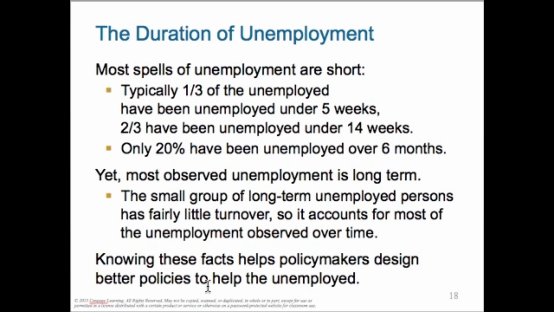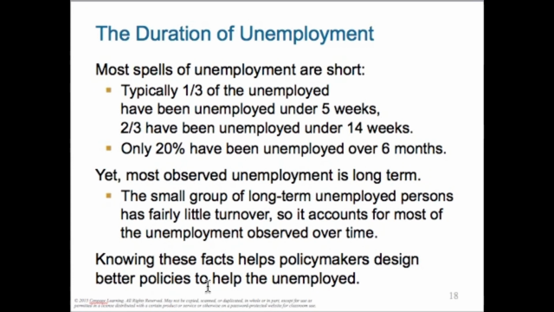Now, the duration of unemployment. Most spells of unemployment are short. Okay, typically one third of the unemployed have been unemployed for under 5 weeks. Two thirds have been unemployed for under 14 weeks. And only 20% have been unemployed for over 6 months. Okay, so as the unemployment stretches out, less and less people are generally unemployed. So it's more of a short-term issue.